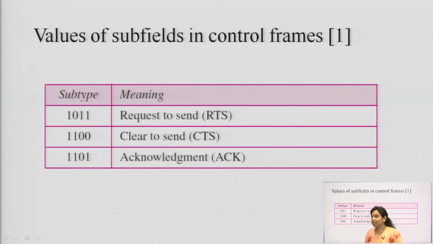These are the values of the subfields in the control frame. As you can see, if the subtype is 1011, then it means it is an RTS frame, that is request to send. If the value is 1100, then it means it is a clear to send frame. If it is 1101, then it means it is an acknowledgement frame, that is transmitting the acknowledgement between the transmitter and receiver. So, these are the values of the subfields in the control frame.